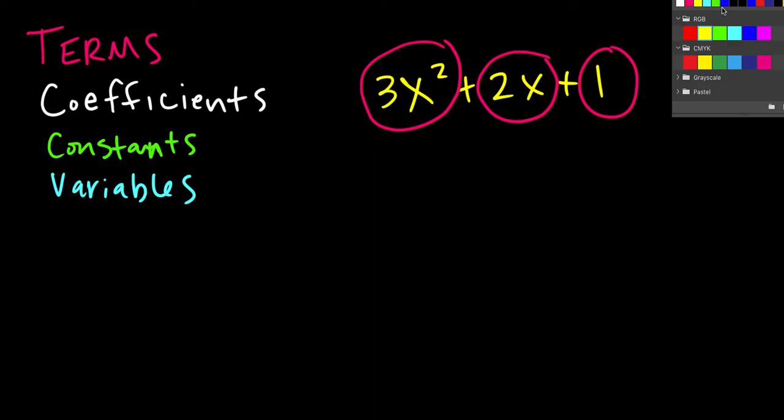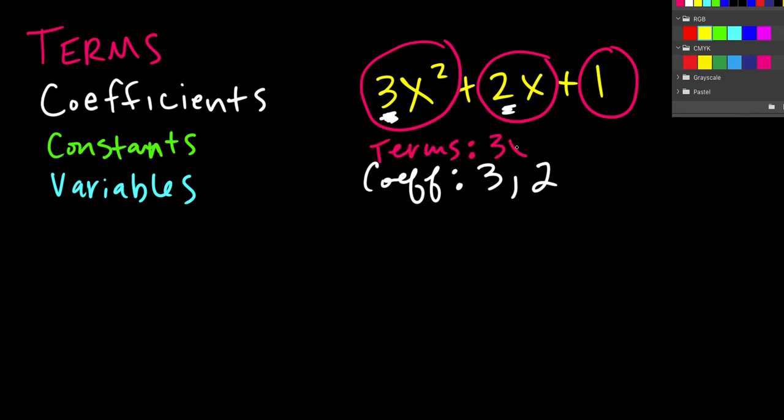Okay, coefficients, they are numbers, but they have to be attached to variables. And so coefficients, we have a 3 and we have a 2. Okay? And so if I say coefficients, I'm going to say 3 and 2. And when I'm talking about terms, I'm going to say 3x squared, 2x, and 1.